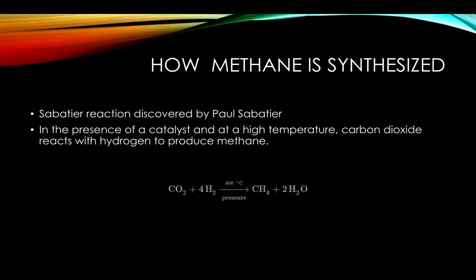In 1897, a French chemist named Paul Sabatier discovered that in the presence of a nickel catalyst, pressure, and high temperature, carbon dioxide and hydrogen react to produce methane and water. This is called the Sabatier process or the Sabatier reaction. Nickel is the most widely used catalyst because it's the cheapest, but ruthenium and rhodium can also be used.